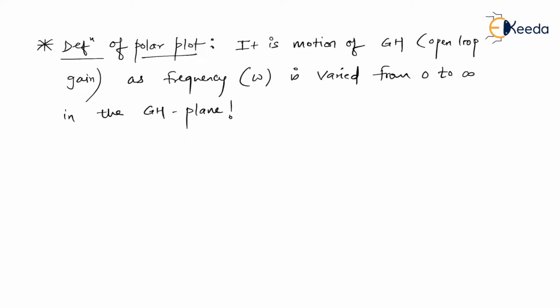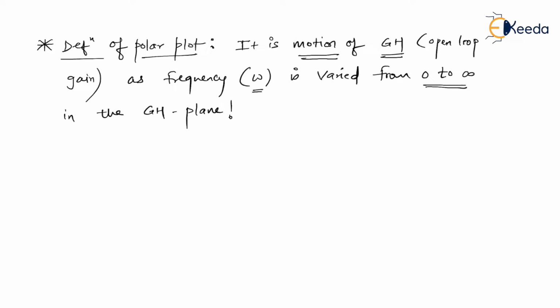As you are aware, when I say GH, it is actually G of S into H of S, and ultimately S is equal to j omega. So can't I say that this GH is a function of omega? If omega changes, obviously GH is also going to change. Let us say I'm varying my operating frequency omega from 0 to infinity. Accordingly, GH is going to change. The moment GH changes, I will every time get a new point. Those points I'm going to plot together and see the motion of GH with respect to omega in something called the GH plane.